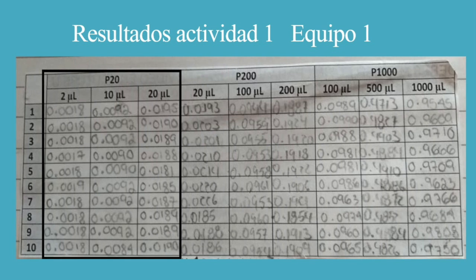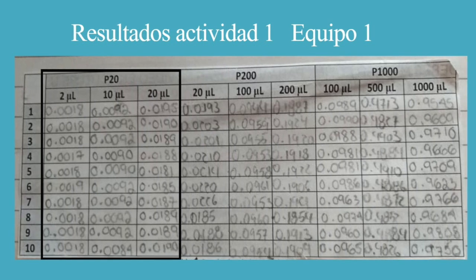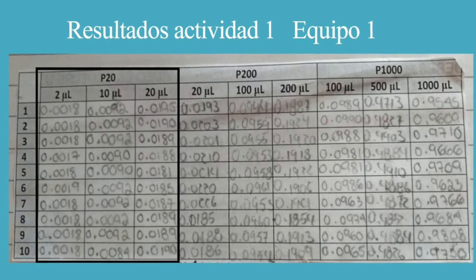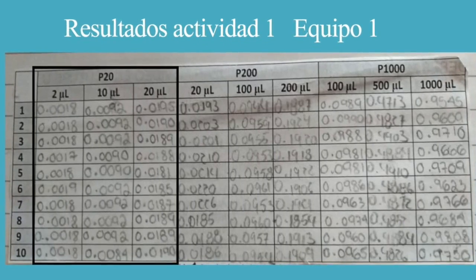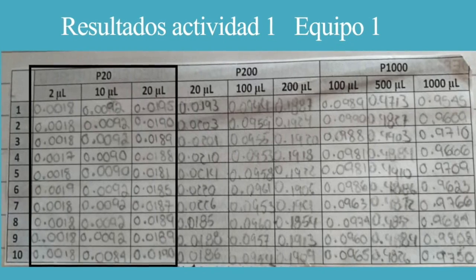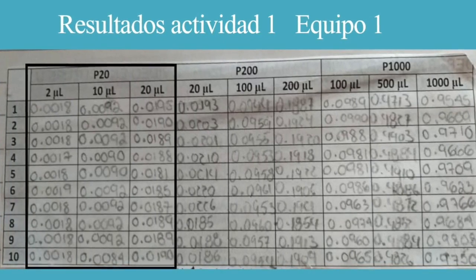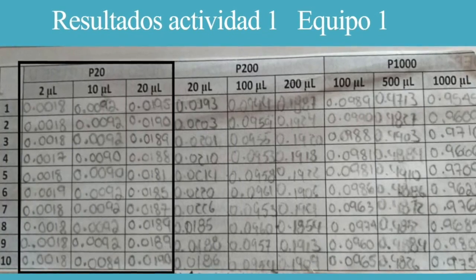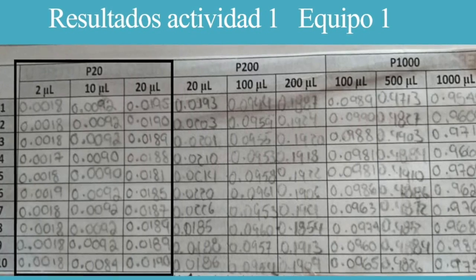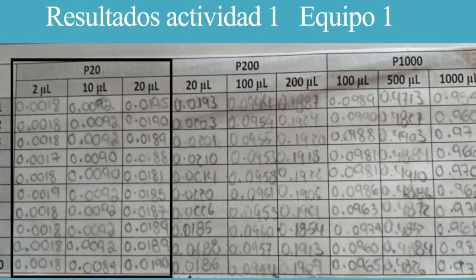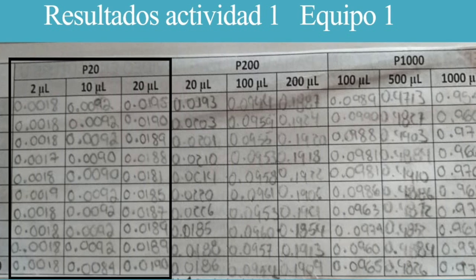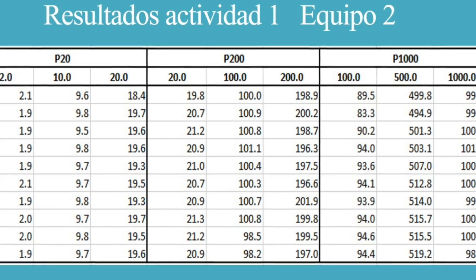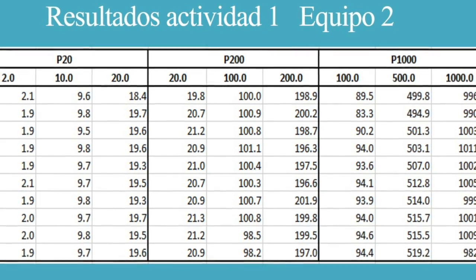In Activity 1, 10 measurements of different amounts of water, 2, 10, and 20 microliters, were made with the micropipette P20; 20, 100, and 200 microliters with the P200 micropipette; and 100, 500, and 1000 microliters with the P1000 micropipette. In Activity 2, 5 records of each micropipette were made.